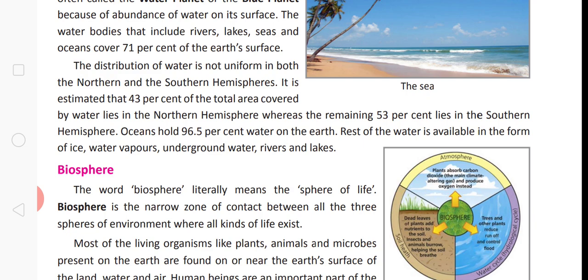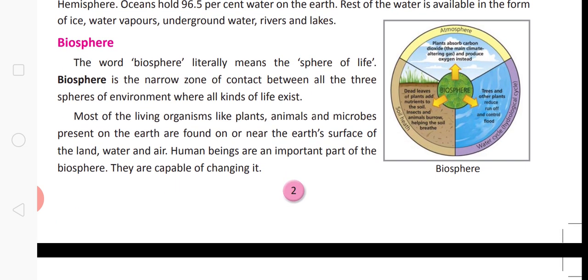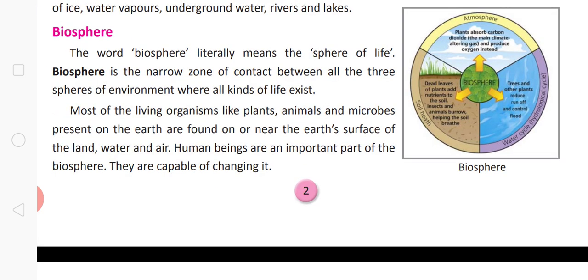And the last sphere, that is biosphere. The word biosphere literally means the sphere of life. Biosphere is the narrow zone of contact between all the three spheres of environment where all kinds of life exist. Most of the living organisms like plants, animals and microbes present on the earth are found on and near the earth's surface of the land.